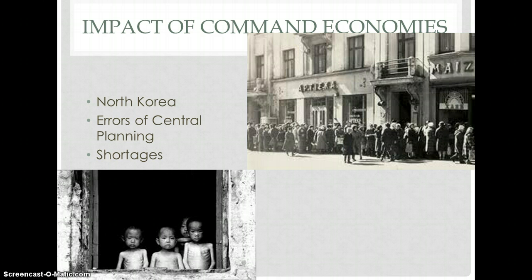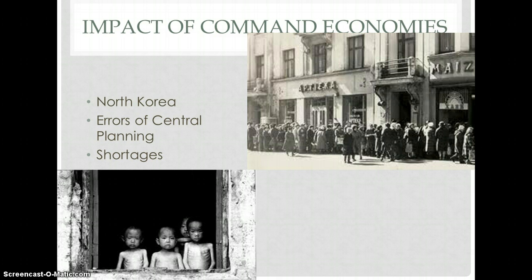There's not enough food made. There's shortages. And it's not just North Korea where we saw this happen. In the former Soviet Union, which was Russia, and it's actually 15 modern-day countries, it was a massive country. It was the largest in the world. What you saw in the Soviet Union is there were shortages, and there were shortages because there were errors in the central planning. The planners did not understand what the people needed.